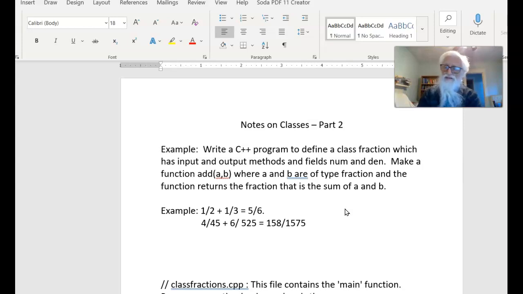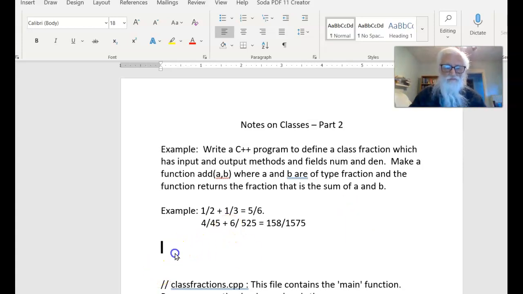Now, I can't do it the best way I like by using the plus sign until we learn something called friends and overloading of operators. That's coming next week, if not later this week. But right now, I'm just going to do it a fairly simple way.